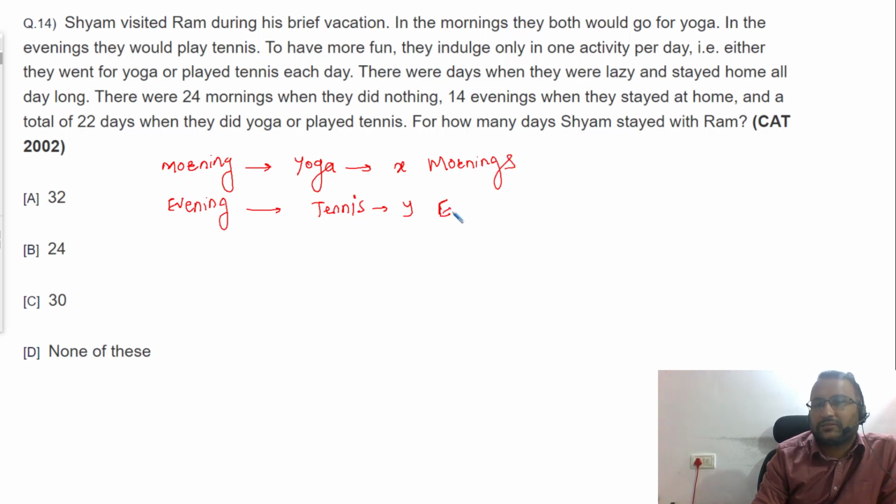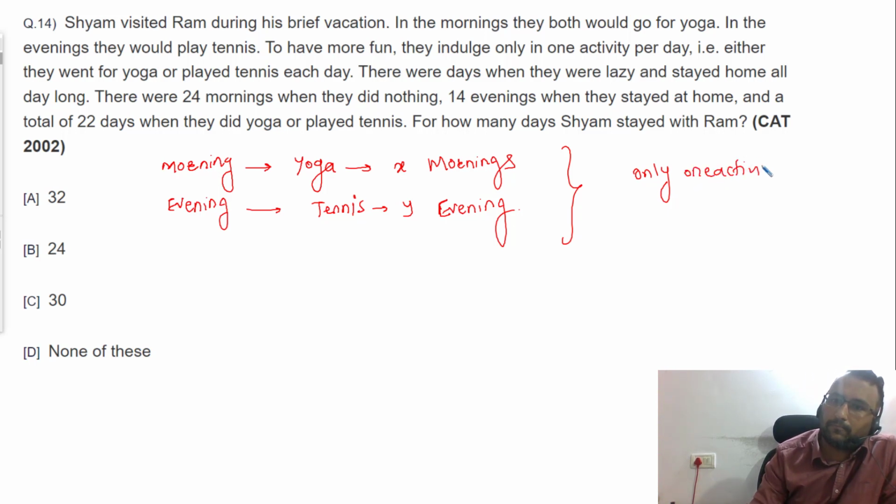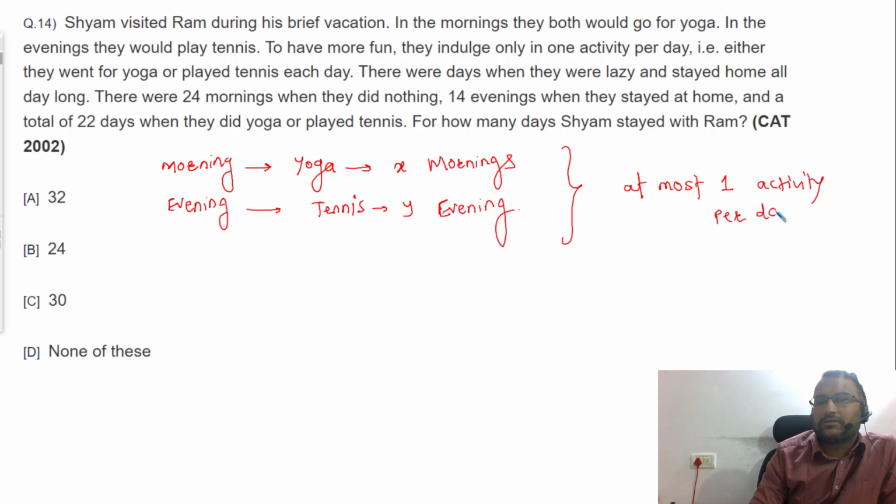Y evenings they played tennis. So they did only one activity per day. Or you can say, hold on, not only one activity, at most one activity per day, because there were some days where they did nothing.